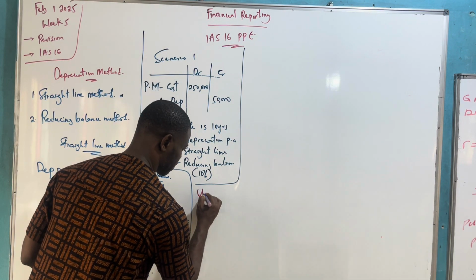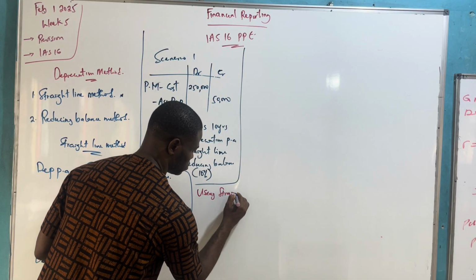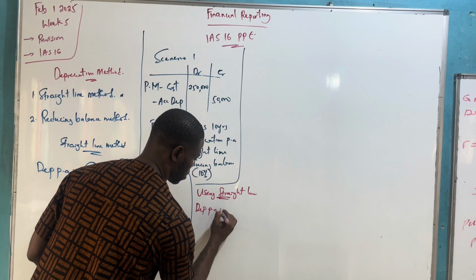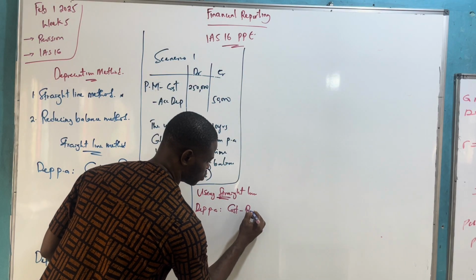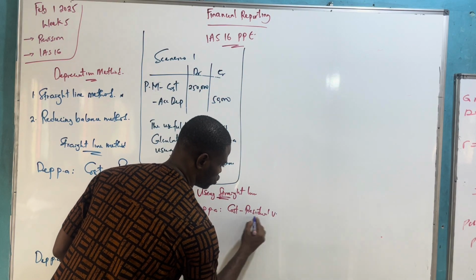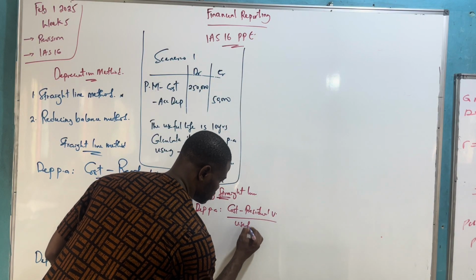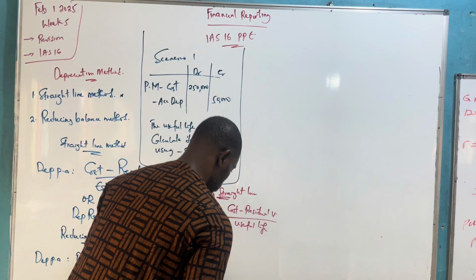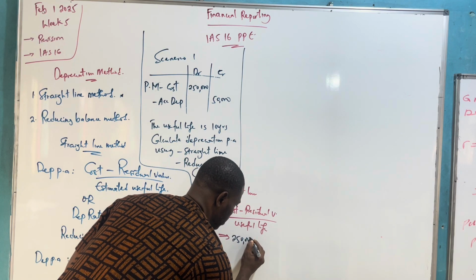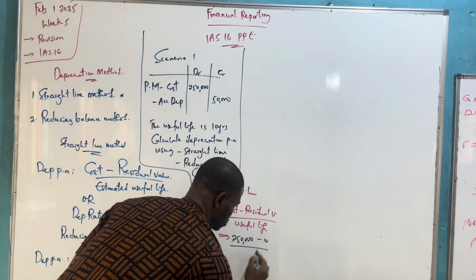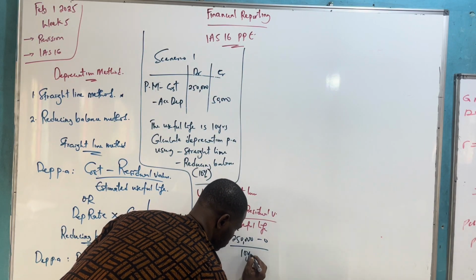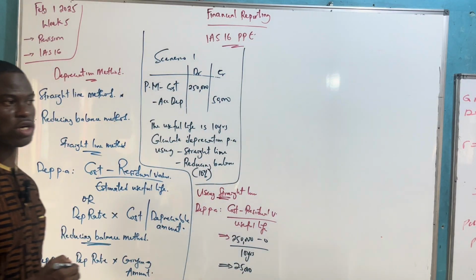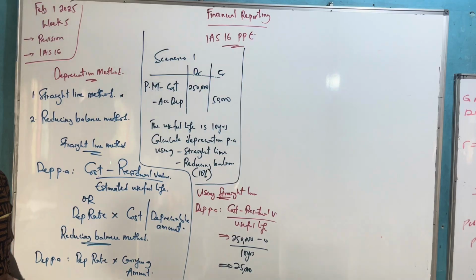So using straight line, my depreciation per annum is the cost minus what? Minus residual value, over what? Estimated useful life. What's the cost given to us in this question? What's the residual value? 0. What's the useful life? What's depreciation per annum? So if you say 25,000, you are correct. If you say otherwise, you are not correct.